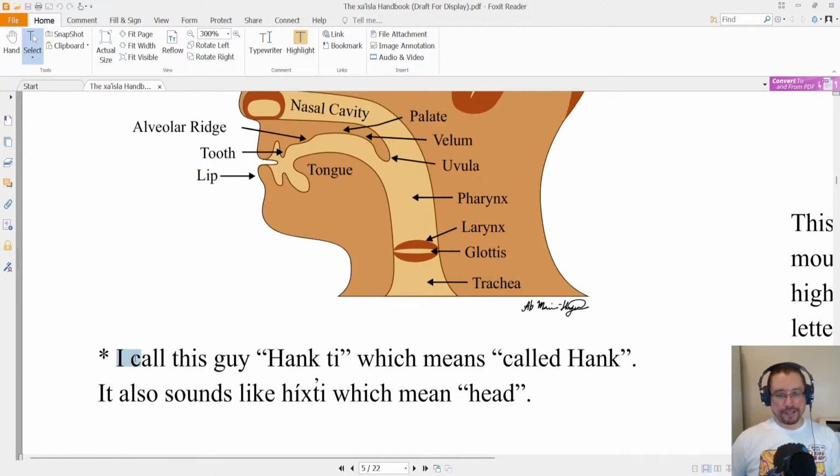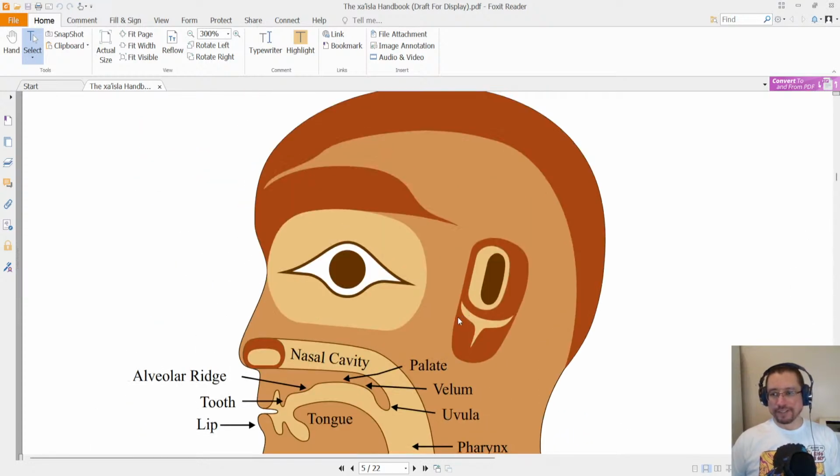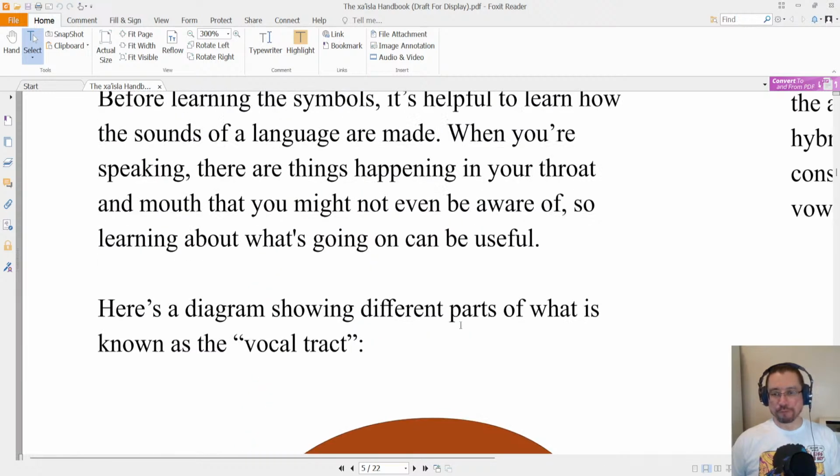So I call this guy Hank T, which means called Hank. That's the literal meaning of Hank T in the xa'isla language. And it also sounds a lot like Heichti, which means head. So there's kind of a double meaning there behind the meaning of his name.